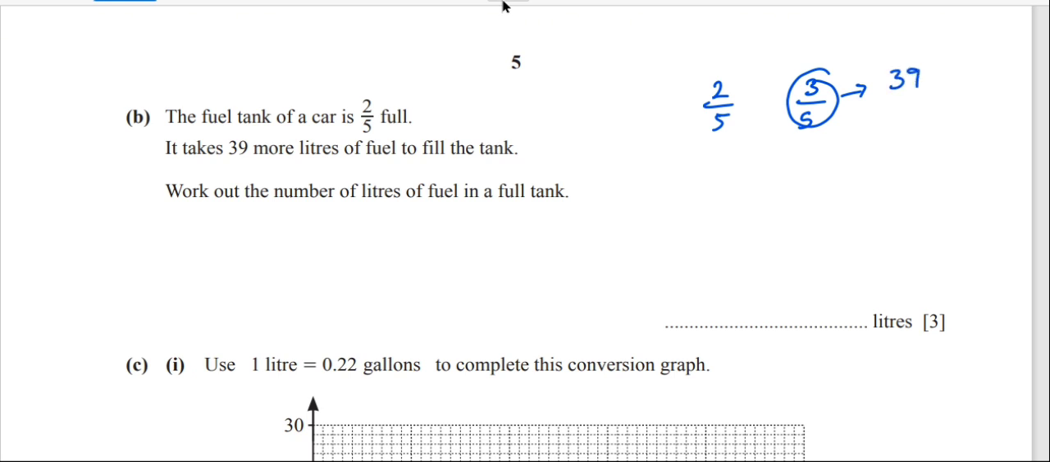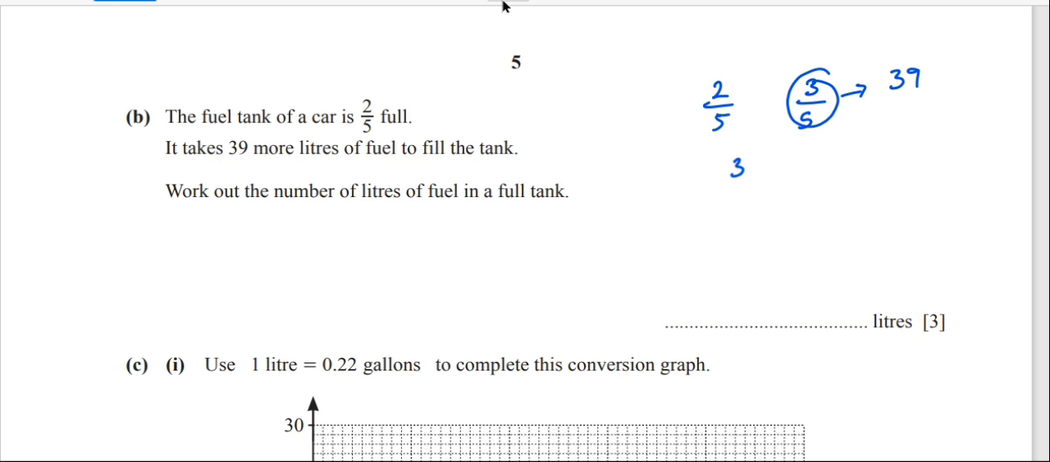So the first thing to do, they say, work out the number of liters of fuel in a full tank. Okay, so they're just asking us, by the time you have added this 39, what is the total amount of fuel? So all you need to do is to get the value of the liters for 2 over 5. It's very simple. You can use proportion to solve.